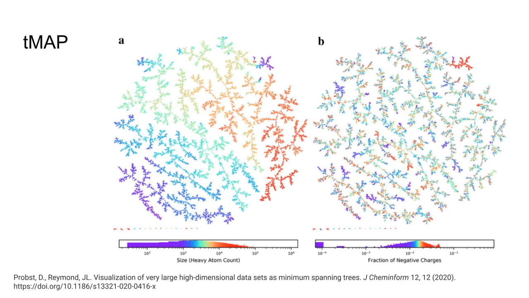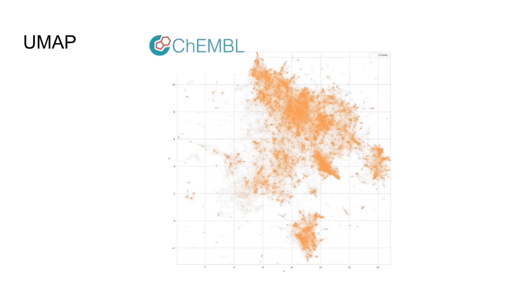Spanning trees, that's a type of graph or network, and we can construct the network in the high dimensional space and then plot it in 2D like this. And it's one big spanning tree, if I'm not mistaken.